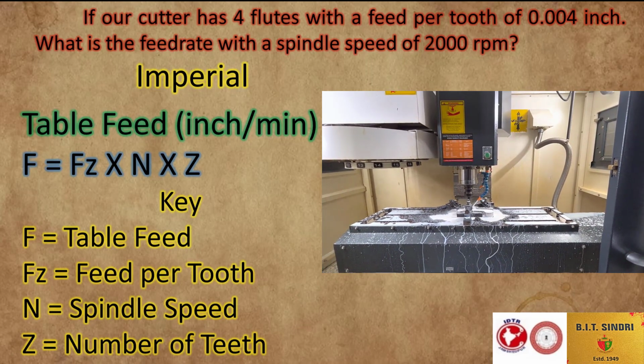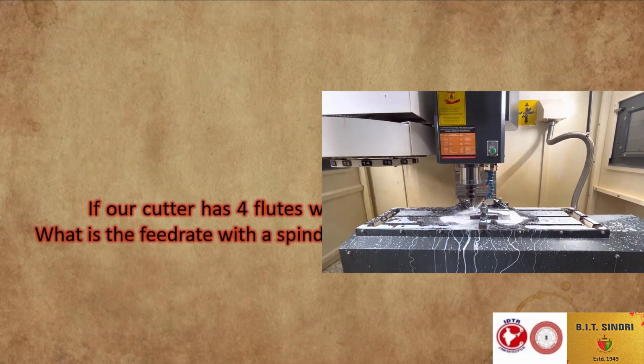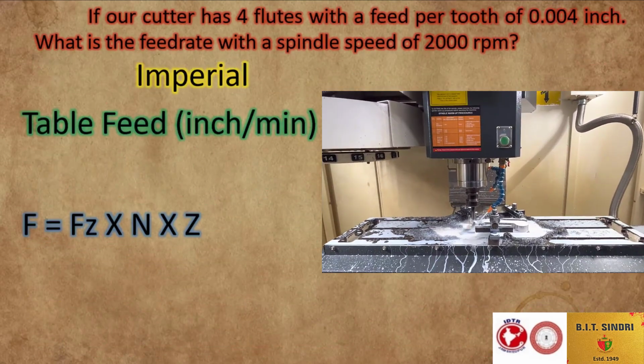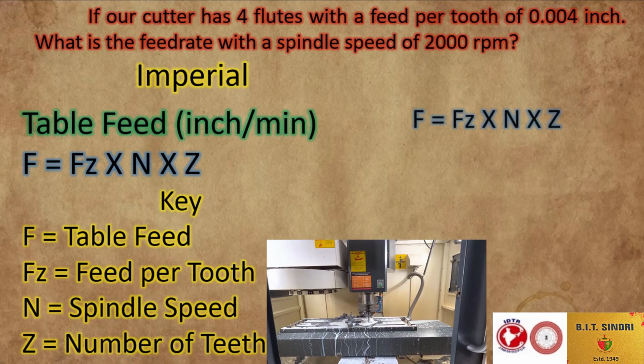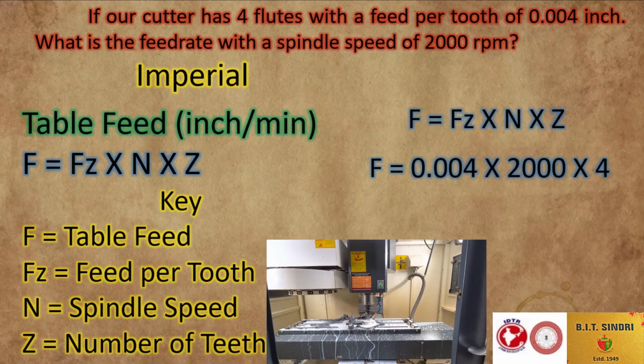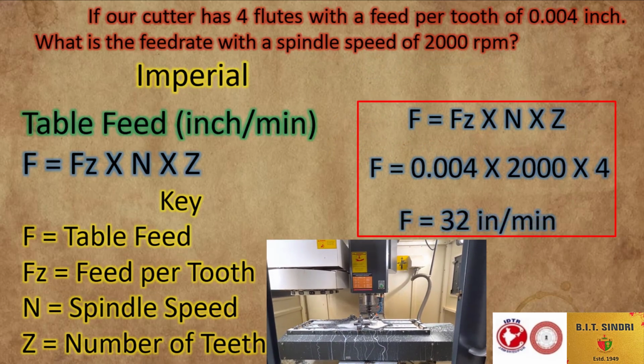Let us give it a much faster spindle speed. This time let us say we are cutting at 2000 revolutions per minute. Now for the feed per tooth, let us say we are using a cutter with 4 teeth. Okay, so now we just put all that into our calculator, and it tells us what our table feed should be.